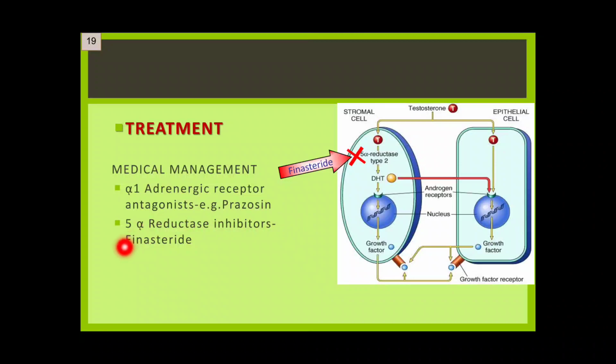Example is prazosin. And the second important drug is 5-alpha reductase inhibitors, such as finasteride. The 5-alpha reductase inhibitor will inhibit the type 2 5-alpha reductase, and this will inhibit the conversion of testosterone to DHT. So when less DHT is formed, it will not be able to bind to the androgen receptors on the stromal and epithelial cells, and it will ultimately decrease the growth of these cells. So these are the two important classes of drugs that we give for the treatment of BPH.